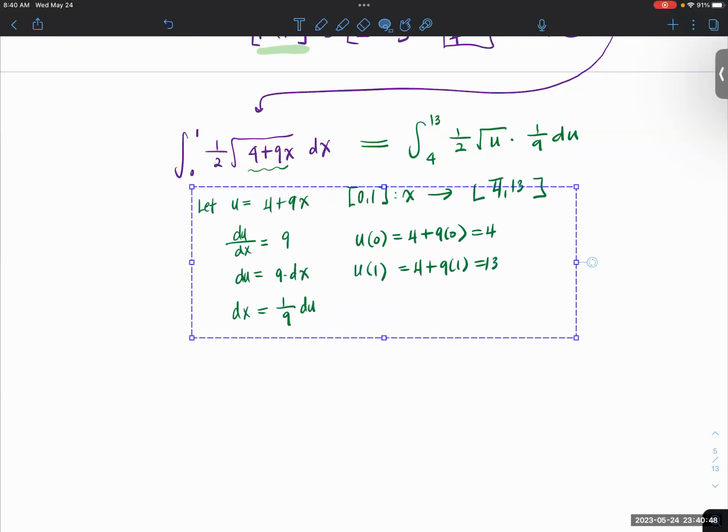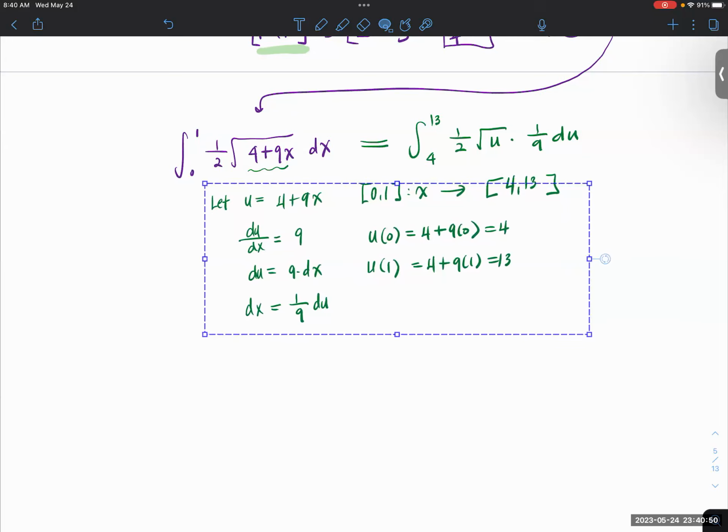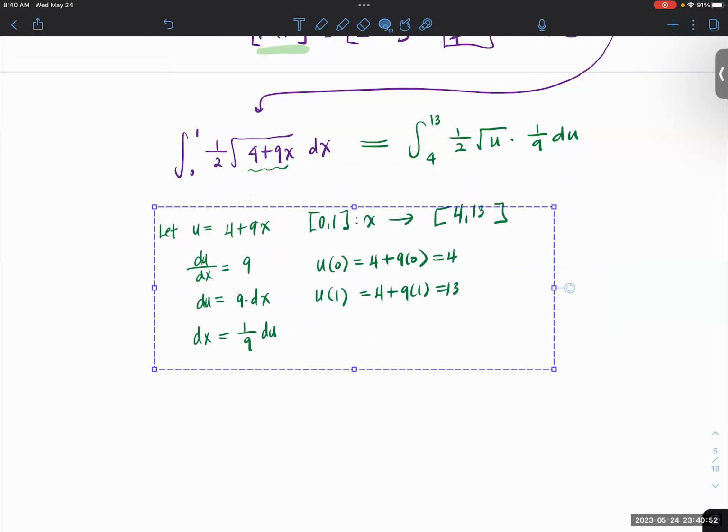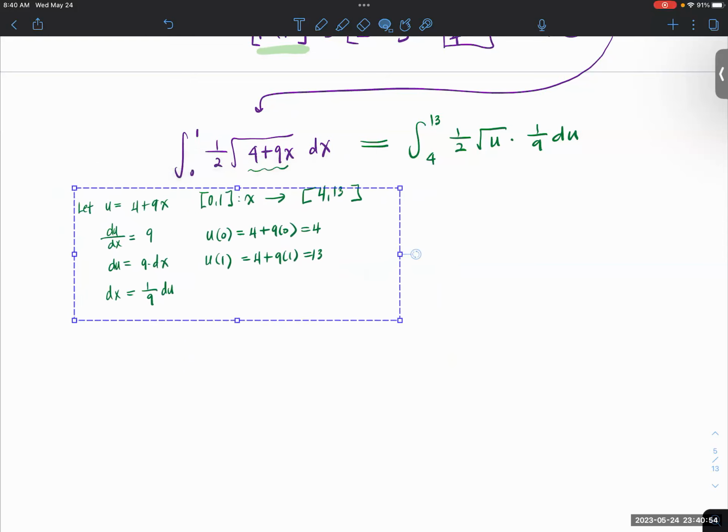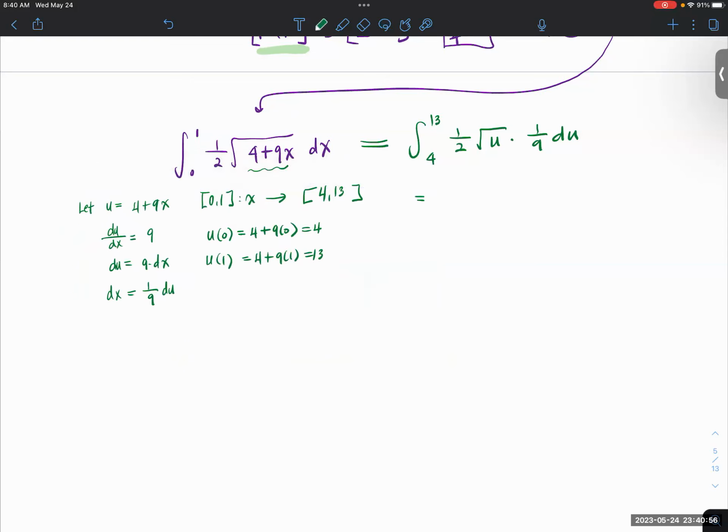So I'm going to bring this one a little bit to this side. So that's what happened, and then we're going to simplify. 1 over 2 times 1 over 9, I'm going to bring it into the front. 4 to 13, radical u du. So now we know what to do. 1 over 18, take the integral.